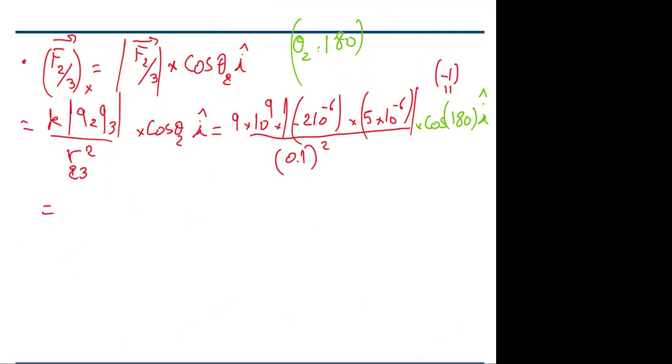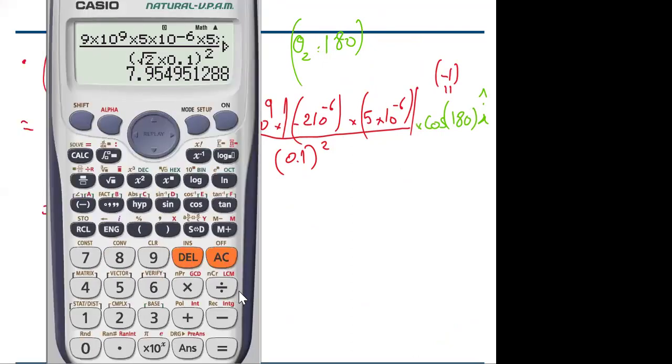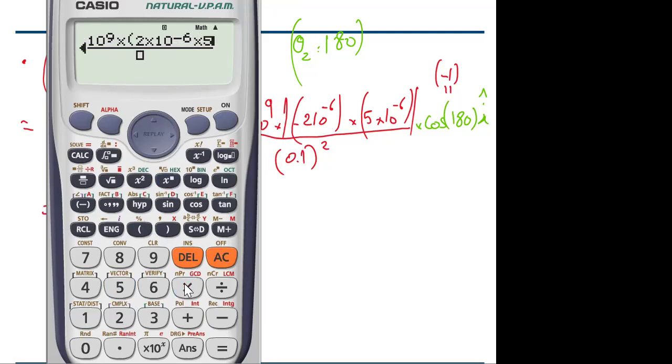Okay, so what will be the result? So let's try to calculate. So it will be 9 times 10 power 9 multiplied by the absolute value of q, that means we will take it positive, times 10 power negative 6, multiplied by 5 times 10 power negative 6 also, divided by 0.1 squared, and don't forget that we will multiply by negative 1. Okay, so we will keep this negative 1.